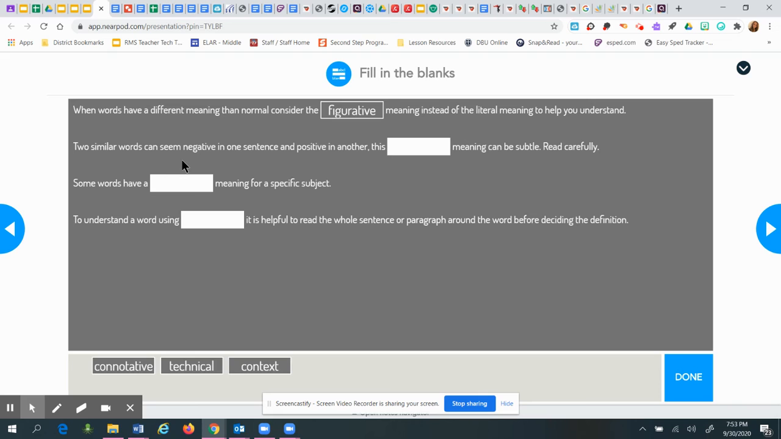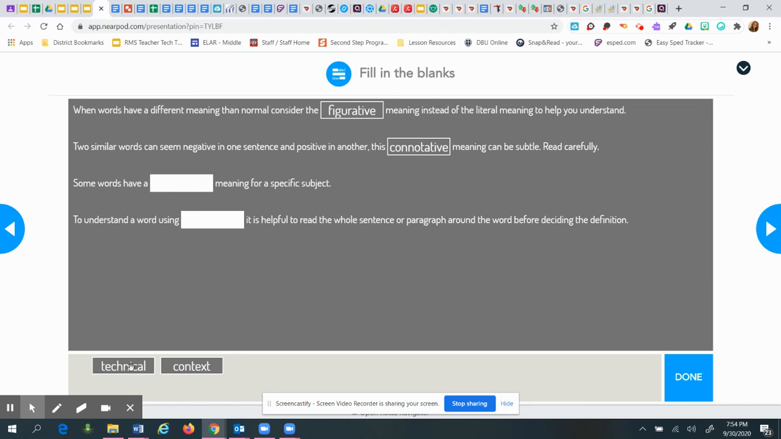Two similar words can seem negative in one sentence and positive in another. This blank meaning can be subtle. So read carefully. I'm thinking that context has to do with academic. Technical would be something specific. So I'm thinking it's connotative, which means it's what images come to mind based on what people say. Some words have a blank meaning for a specific subject, context.